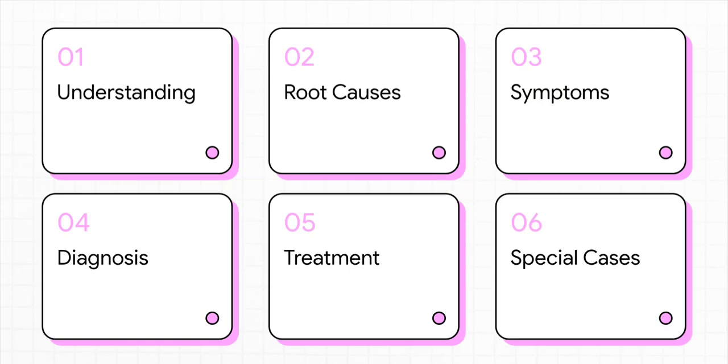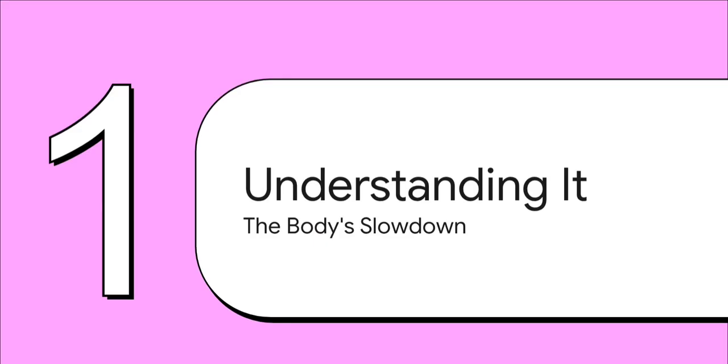So here's our agenda to solve this clinical mystery step by step. 1. Understanding hypothyroidism. 2. The root causes. 3. Spotting the symptoms. 4. Laboratory diagnosis. 5. The gold standard treatment. And finally, 6. Special cases and takeaways. Kicking things off with Section 1. Understanding hypothyroidism, the body slowdown.